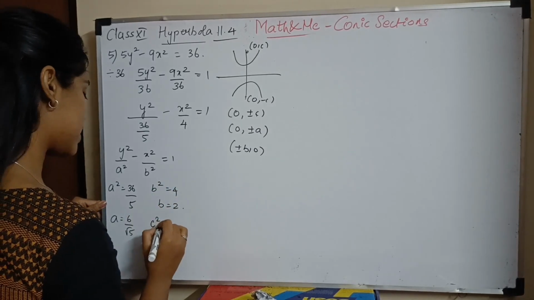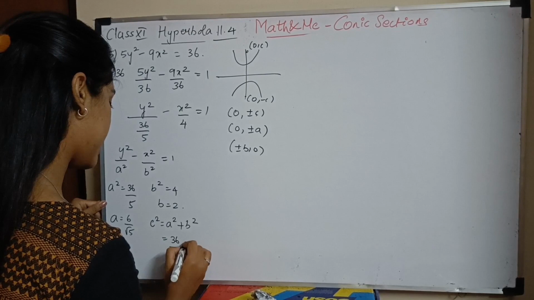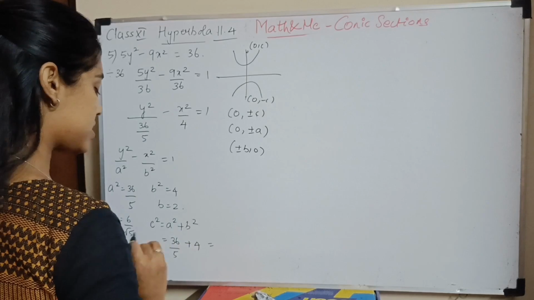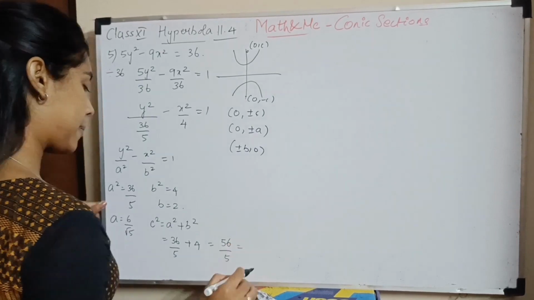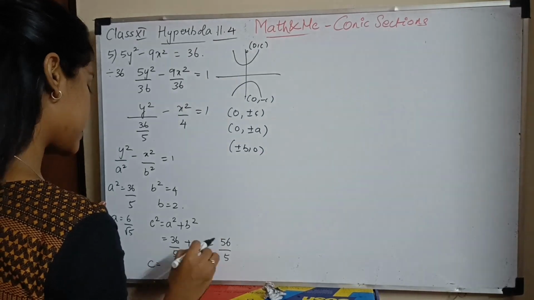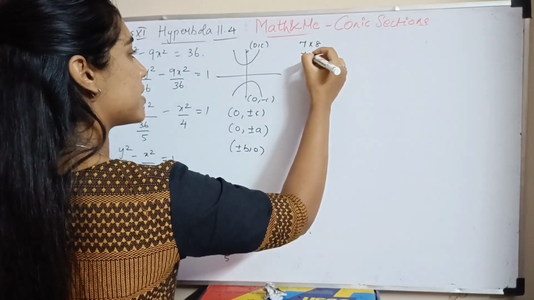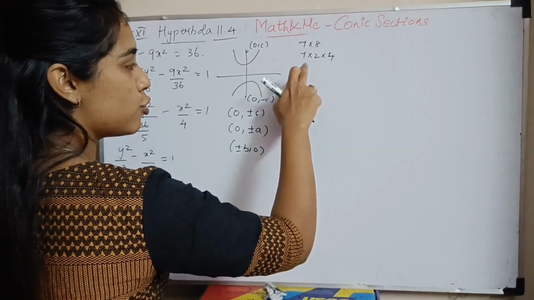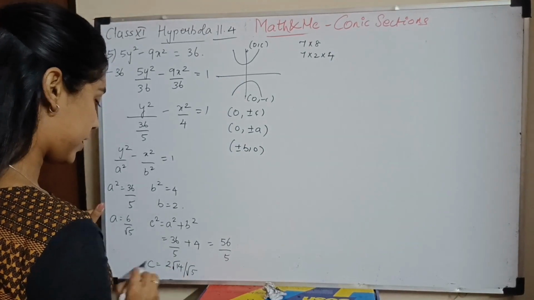So c square equals a square plus b square, which is 36 divided by 5 plus 4. I'm left with 5 4s are 20. 20 plus 36 is 56 divided by 5. So c equals square root of 56 divided by 5. So 56 is 7 times 8. So I have 7 times 2 times 4. So 4 is square root line veliyila edutha, I'll be left with 2. So it is 2 root 14. So it's 2 root 14 divided by root 5. So that is my c.